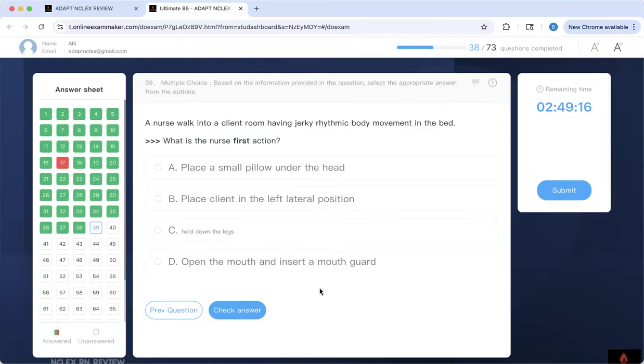And next is walking into a client's room, having a jerky rhythmic body movement in the bed, seizures. What is the next first action? You walk into the client's room and the client is having seizures. What do you think? This one said, hold the client down by the legs. So hold down the legs. It does not show up.